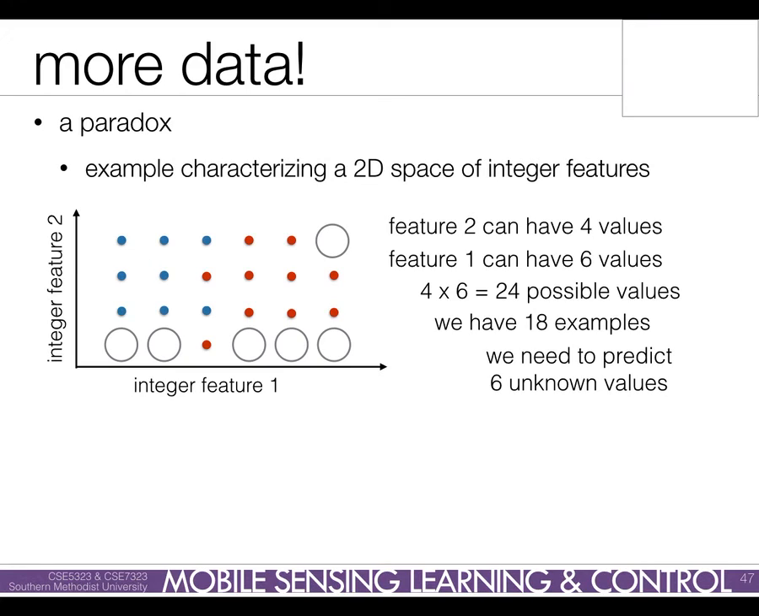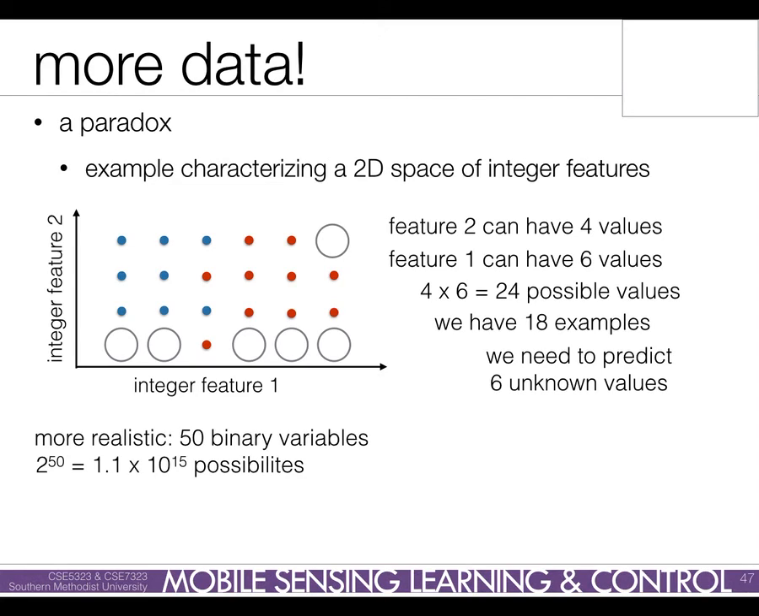Okay, now let's do something a little more realistic. Let's say we have 50 variables, and they're not even integer, they're binary variables. They can be 0 or 1. But there's 50 of them. How big is my feature space now? It's 2 to the 50th.